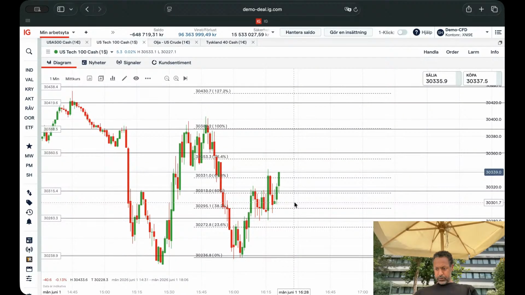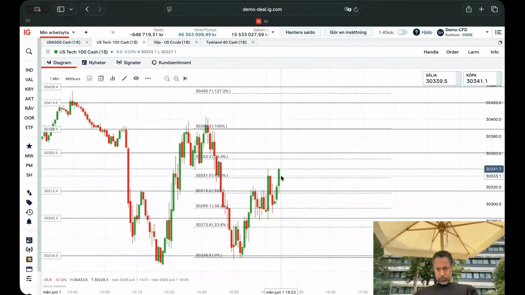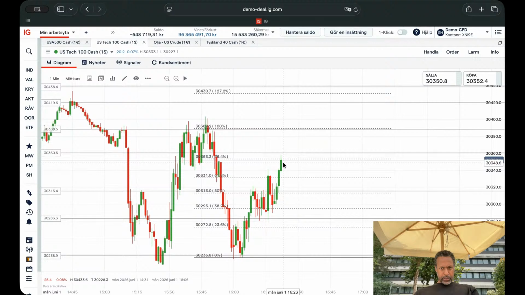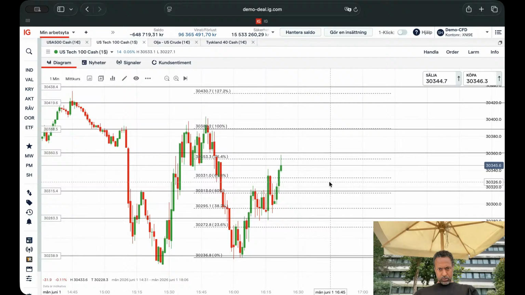So I hope I'm not being fooled. I want to be long here. Where's my stop? I can take my profit here at this Fibo level, even though I think we'll break up. So here I have one level.